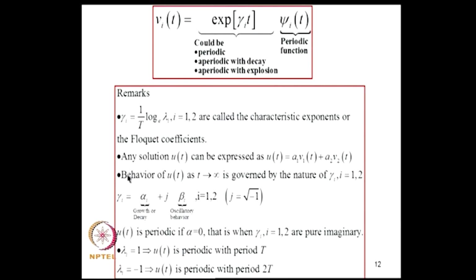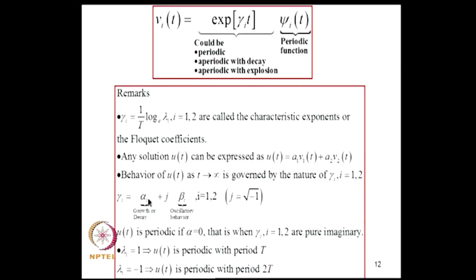So, we will make some remarks. Gamma_i is 1 by T log_e lambda_i. These are called the characteristic exponents or Floquet coefficients. Any solution u of t can be expressed as a linear superposition of V1 and V2. Behavior of u of t as t tends to infinity is governed by the nature of the exponent gamma_i t. We can expect it to be complex valued. So, I write gamma_i as alpha_i plus j beta_i, where j is now square root of minus 1, since I am using i for index. So, the complex number is now expressed in terms of j.